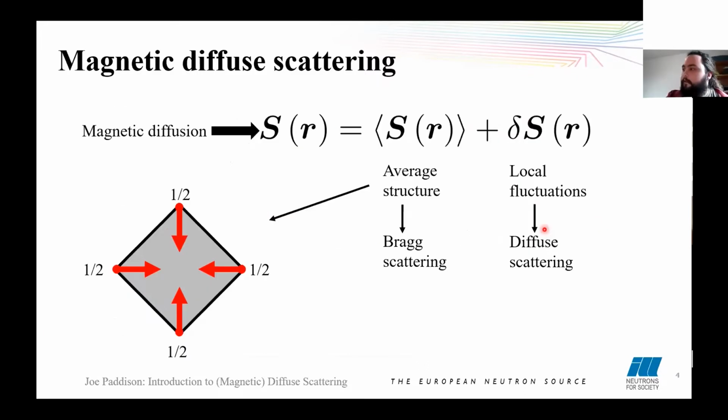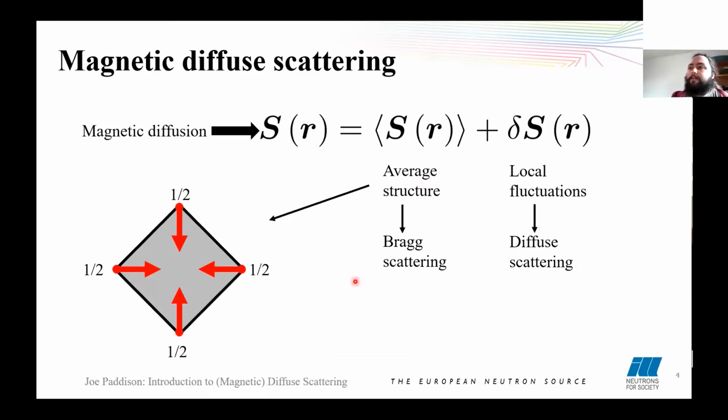So this is great because this means we can actually separate our scattering into 2 components. We have the average structure, which is given by simply taking the average of all unit cells, and this gives the static correlations, and it's also what gives experimentally the Bragg scattering.